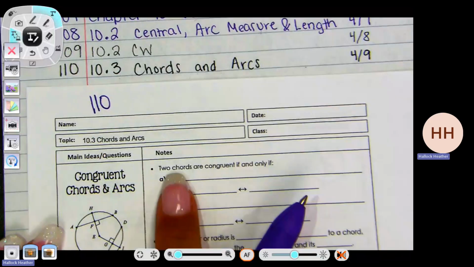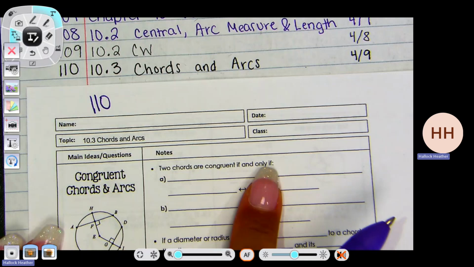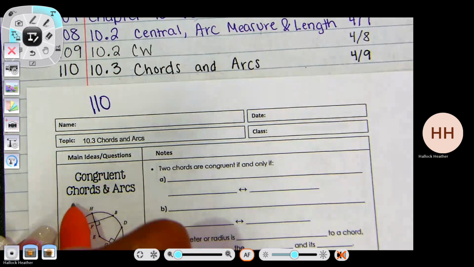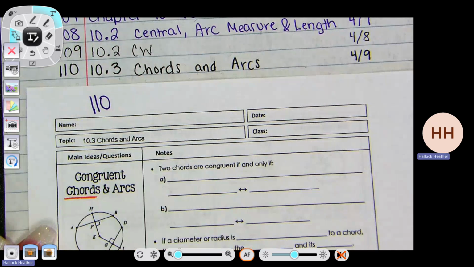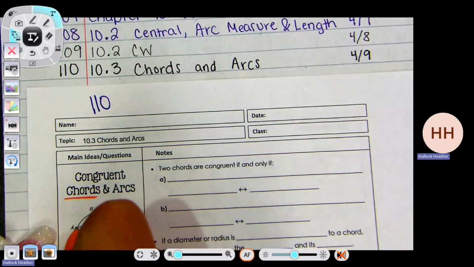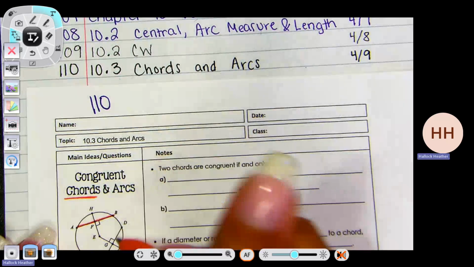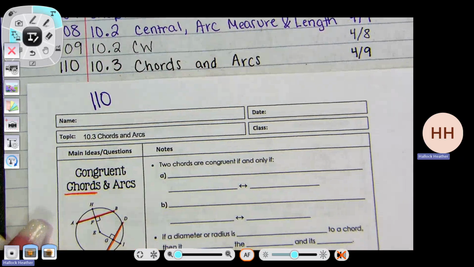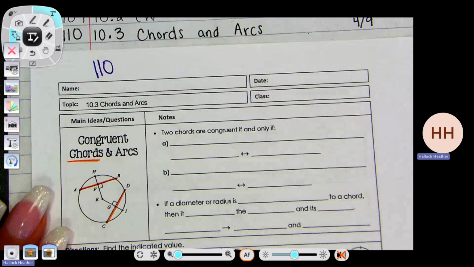Two chords are congruent if and only if... and you're like, what the heck is a chord? So a chord is like a diameter, but it actually does not go through the center. So a chord is line AB and line CD. Those go through the circle, but they are not a diameter, so they're called chords.